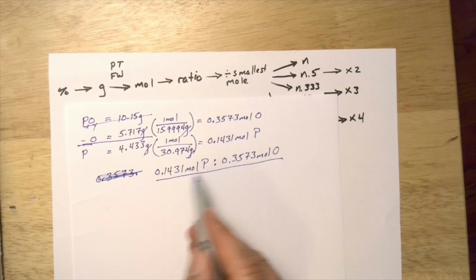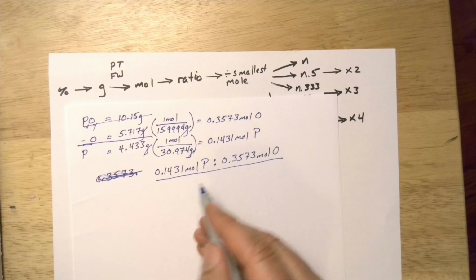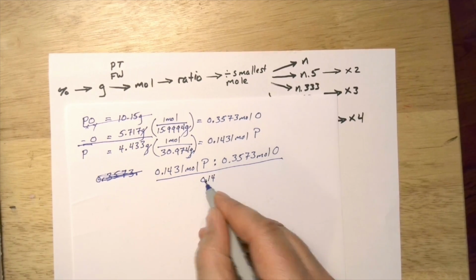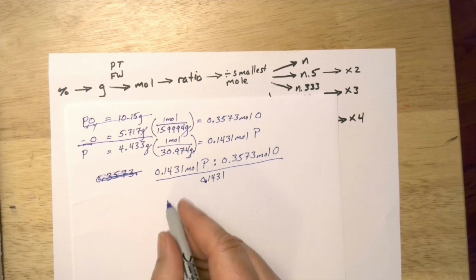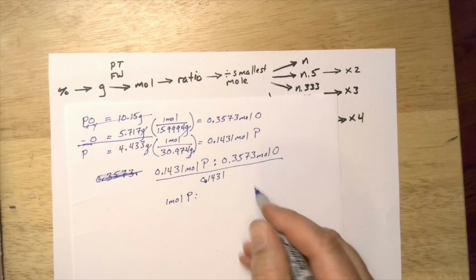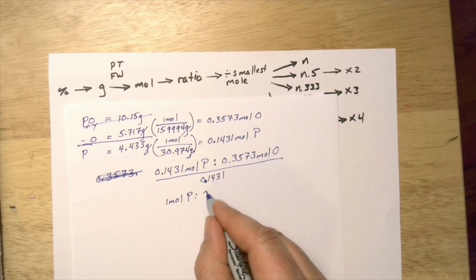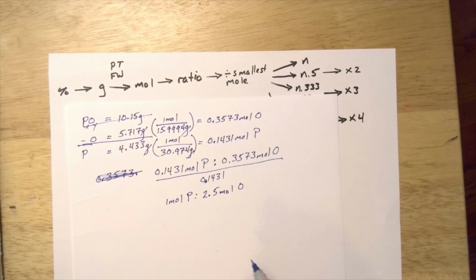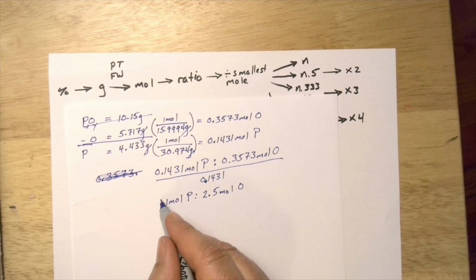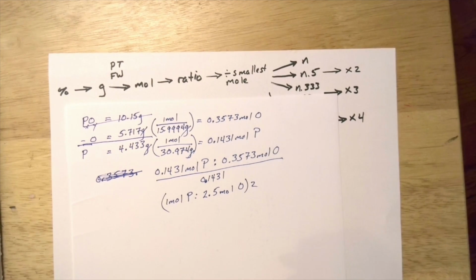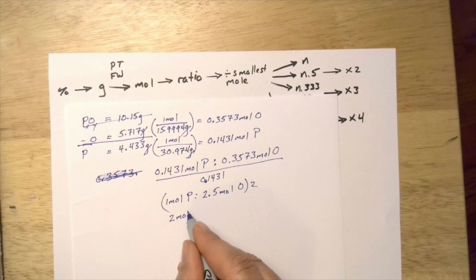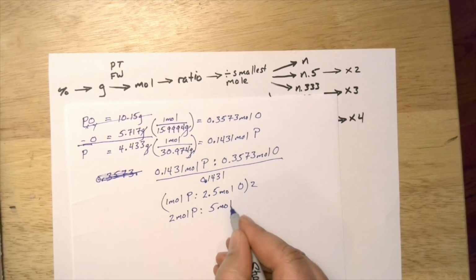So I have these two, and the smallest one is 0.1431. So I want to divide by the smallest mole. When I divide these two, I'm going to have 1 mole of phosphorus. And for this part, you end up with like 2.49 moles of oxygen, which is basically 2.5 moles of oxygen. So I've got a 1 to 2.5 ratio. Again, you cannot have half of an atom. Now you can have a half of a dozen, or in this case even a half of a mole, but this also needs to apply to atoms as well. So you multiply everything here by 2. Therefore you're going to have 2 moles of phosphorus to 5 moles of oxygen, still maintaining that same ratio.